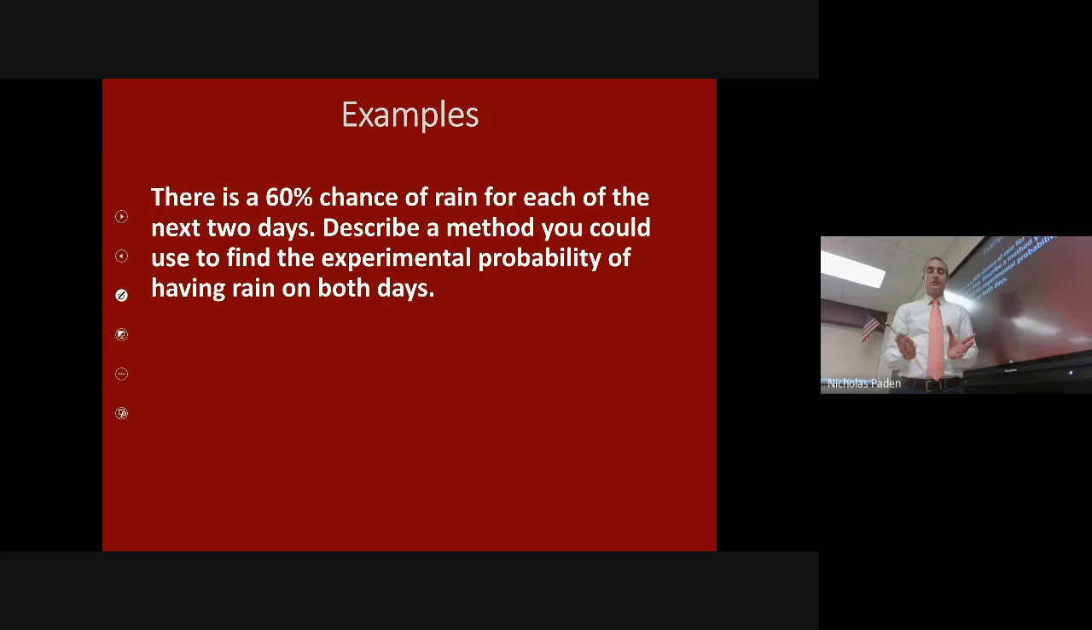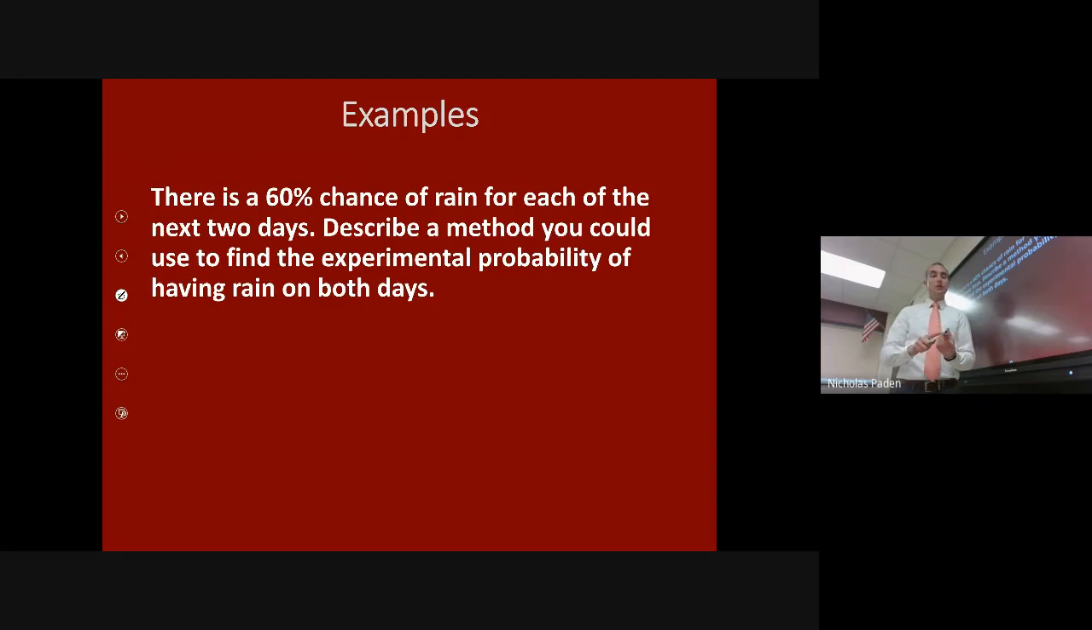You could also have simulations where you need to simulate or model the situation, and they are not random. One chance is greater than another. So in this case, there's a 60% chance of rain for each of the next 2 days. Describe a method you could use to find the probability of having rain on both days. So now, there are 2 options, right? There is rain or no rain.